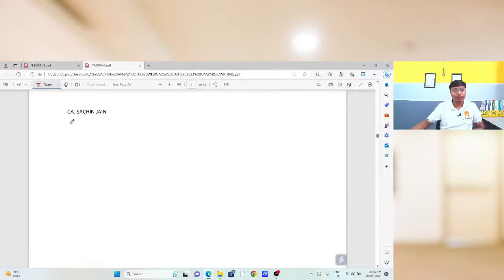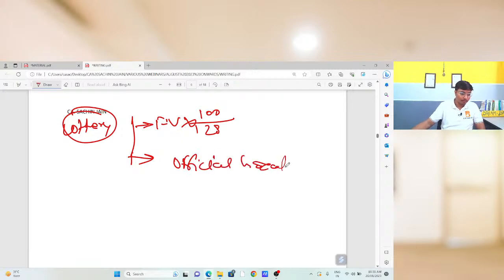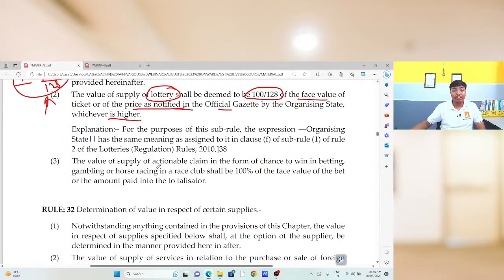In case of lottery I have two options: face value multiplied by 100 divided by 128, or the official gazette price, whichever is higher will be my value of supply. So that is the basic principle in case of lottery. In case of actionable claim, the value of supply will be 100% of the face value treated as the value of supply. This is specifically applicable in case of actionable claims.